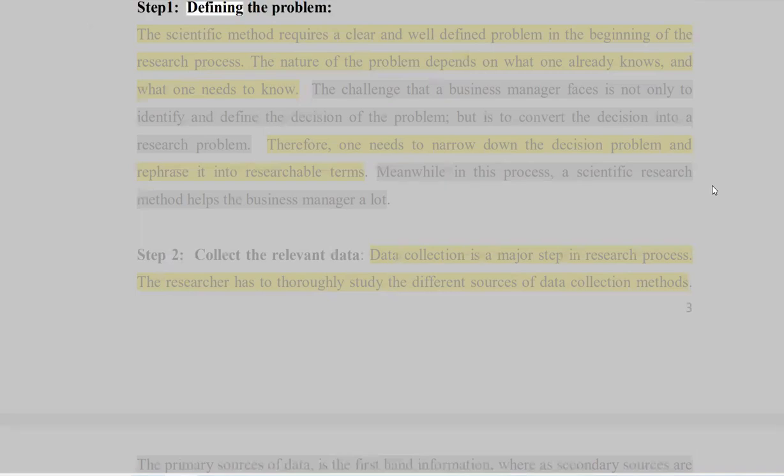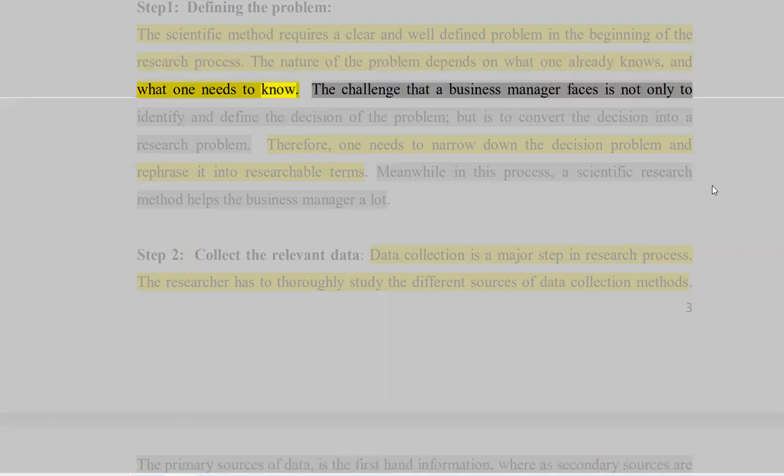Step 1: Defining the problem. The scientific method requires a clear and well-defined problem at the beginning of the research process. The nature of the problem depends on what one already knows and what one needs to know.